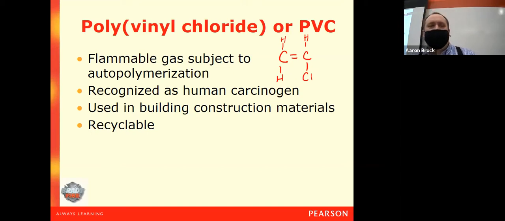Vinyl chloride is flammable, and it is a prime target for autopolymerization. Remember from our previous lecture, autopolymerization is the phenomenon where a compound can just spontaneously form a polymer just by sitting around. The conditions are right to get the reaction started without an initiator, and we just end up getting a gummy mess instead of the polymer that we see.